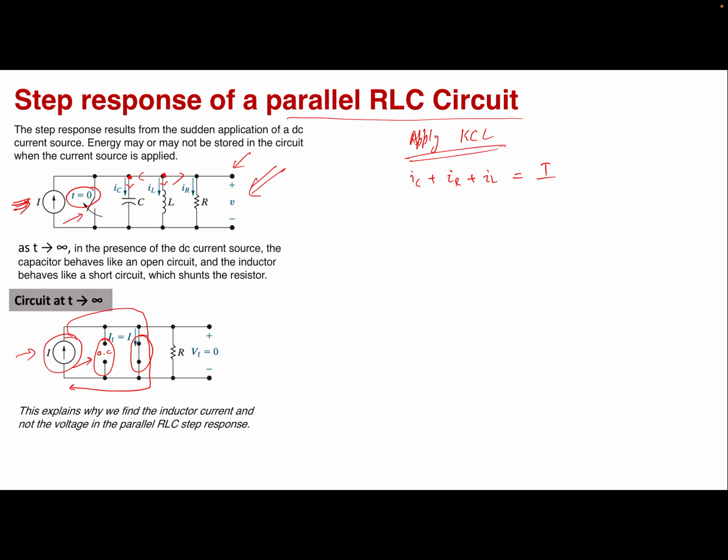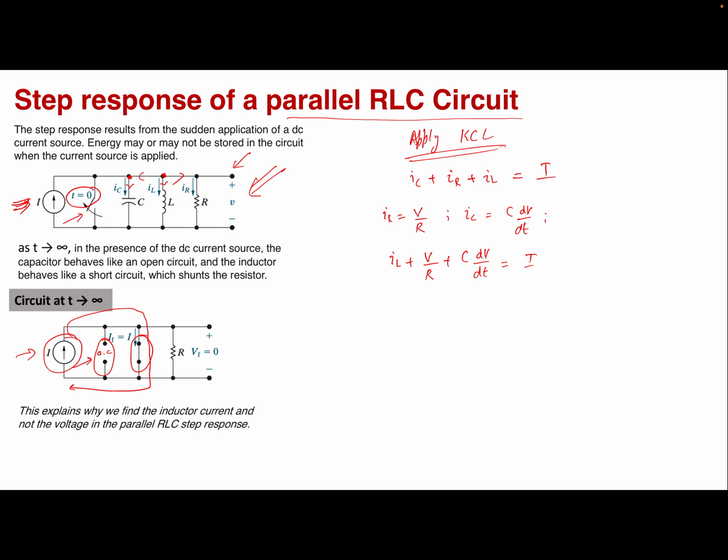Okay, now your resistor current I_R equals V over R. Your capacitor current equals C dV by dt. And I'm going to keep I_L the same for now. So I_L, plus resistor current V over R, plus capacitor current C dV by dt, should equal the current I of the DC source.